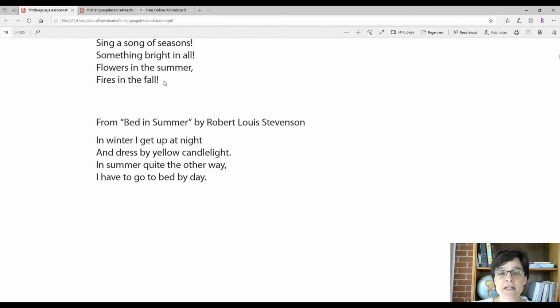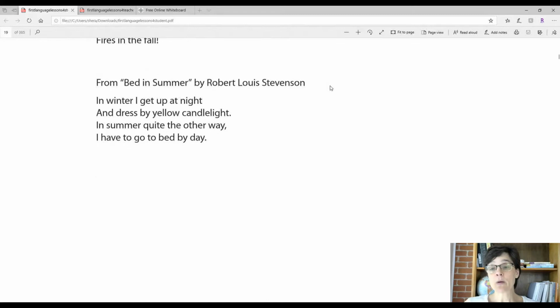Fall and summer are in those. See, they're not capitalized. Now from Bed in Summer by Robert Louis Stevenson. In winter, I get up at night and dress by yellow candlelight. In summer, quite the other way. I have to go to bed by day, meaning the sun is still up. So you've got summer, winter. It just wants you to see that they are not capitalized.